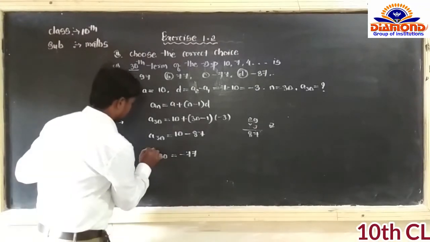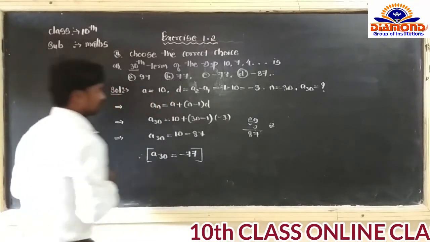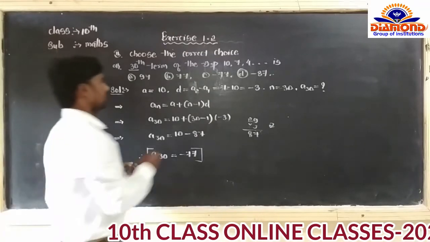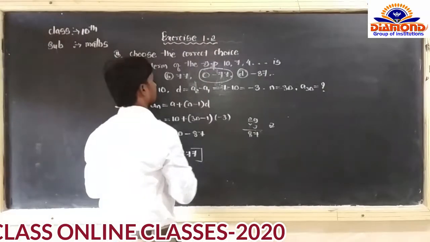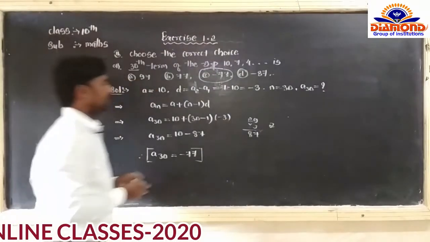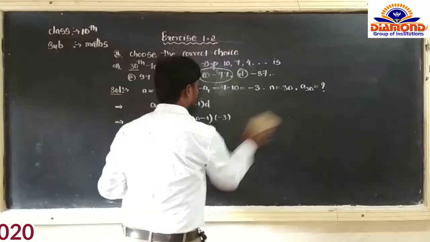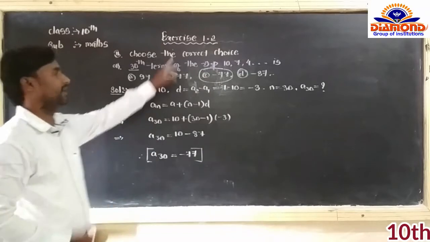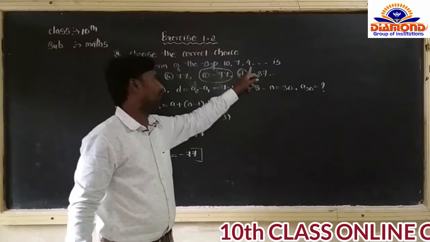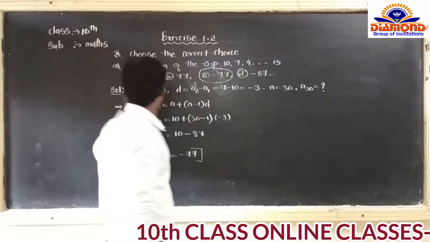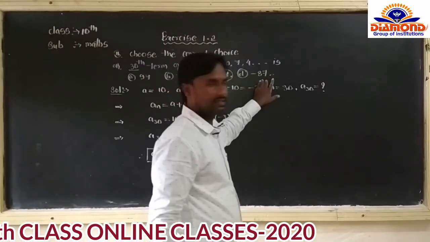So the 30th term of the given sequence is equal to minus 77. So which option is our answer? Our answer is option C, that is minus 77. Once again, dear students, I thought you understood very well. So once again, look at the board. Choose the correct choice. 30th term of the AP 10, 7, 4 and so on. Now the options given are 97, 77, minus 77, minus 87.